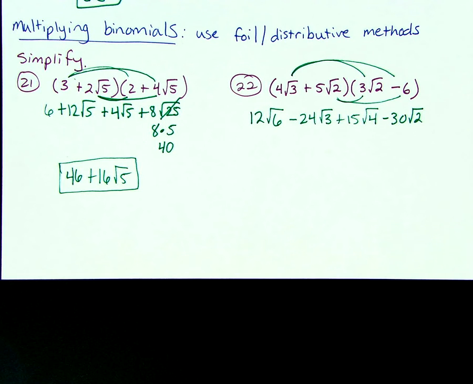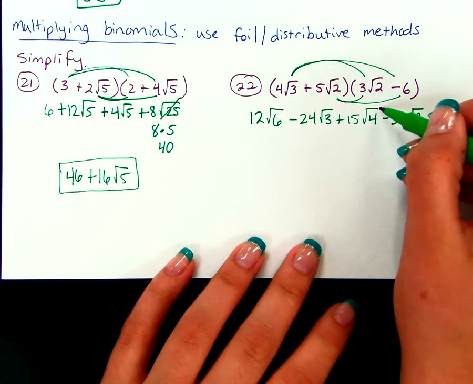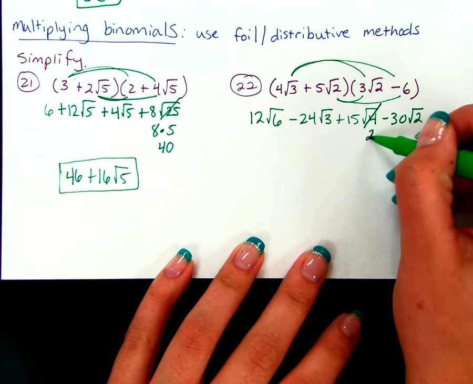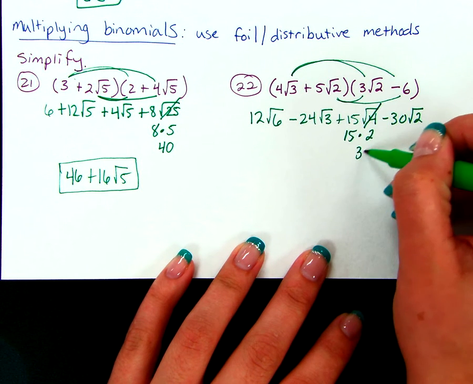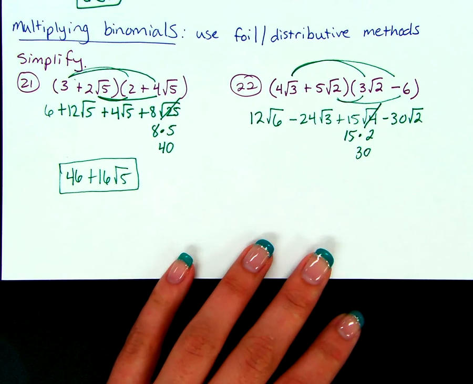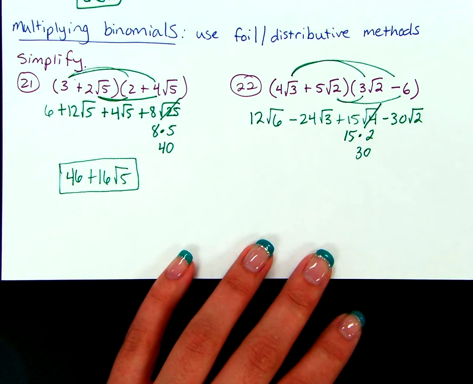And then we're just going to simplify and try to combine if we can. So for our radical, we can simplify the square root of 4 to be 2. And then again, that's multiplication. So we're really taking 15 times 2, which gives us 30. And then as I'm looking here, we don't have any like terms because our radicals aren't the same.